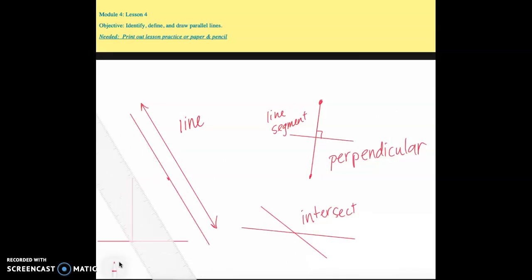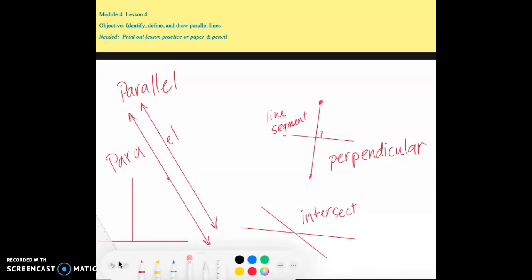Now, do these lines ever touch each other? No, they don't. Are they going to touch each other if they kept going the way the arrows are going? No, they're not going to intersect. So they are called what? If you said parallel, that is correct. And I'm going to write parallel with my lines. There we go.